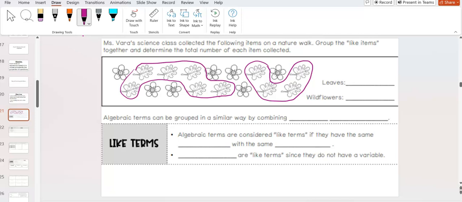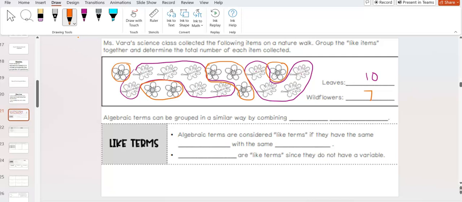And then we'll count them up. So I've got 1, 2, 3, 4, 5, 6, 7, 8, 9, 10. So I have 10 leaves. Okay, and then over here I've got 1 flower, 2, 3, 4, 5, 6, 7. 7 wildflowers. Okay.